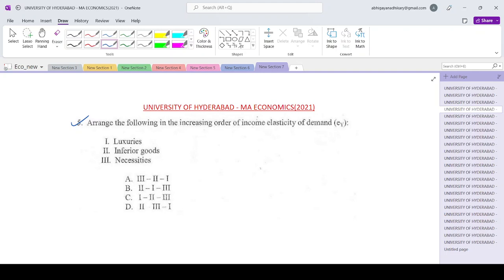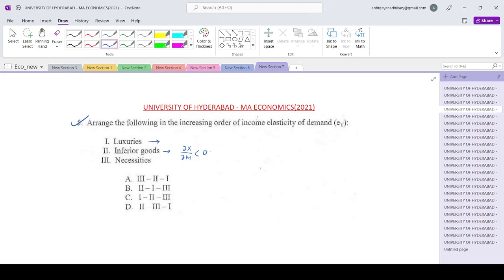So number one, luxuries. If you remember, luxuries are basically defined as those goods whose income elasticity of demand is strictly greater than 1, right? Inferior goods are those where, if your income increases, then it's negative. And necessities are basically those goods where your demand increases with increase in income up to a certain level, and after that it's not required when the necessary amount of goods are met.